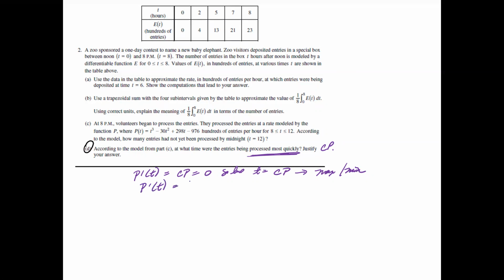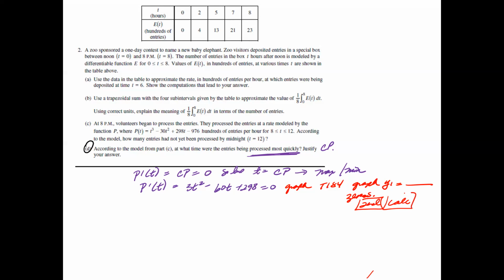P prime of T is going to give me 3t squared minus 60t plus 298. Set it equal to 0. Now, if you don't want to factor this, that's fine. What you can do is go ahead and graph it on your TI-84. Hit graph, Y1, graph that, and then you need to find the zeros, in which case you hit second, calc, and then zeros to find those 2 critical points. And you know there's 2 because it's a quadratic, so you're going to have 2 points.